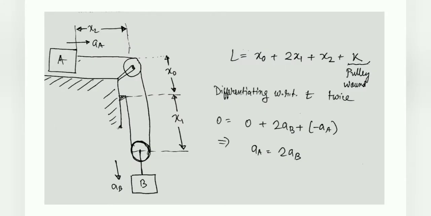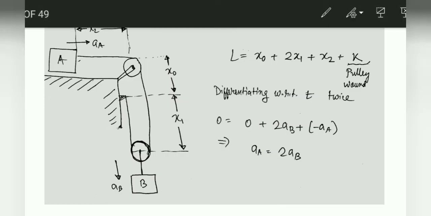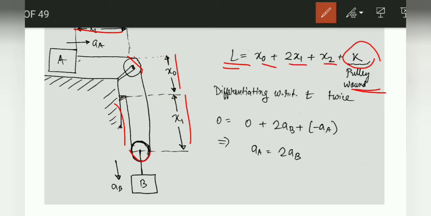We have already written it here. So this is x2, this is x0, and this is x1, and this is also x1. There are certain parts of the string, like this part that is the winding on the pulley, and this part, all of this we have taken as k, the pulley winding. So L is equal to x0 plus 2x1 plus x2, that is the total length of the string. Differentiating with respect to time twice, once it will give velocity, twice it will give acceleration. L is constant, so it will give 0. This k will also give 0.